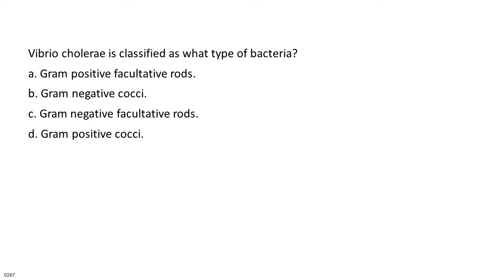Vibrio cholerae is classified as what type of bacteria? A. Gram-positive facultative rods. B. Gram-negative cocci. C. Gram-negative facultative rods. D. Gram-positive cocci.